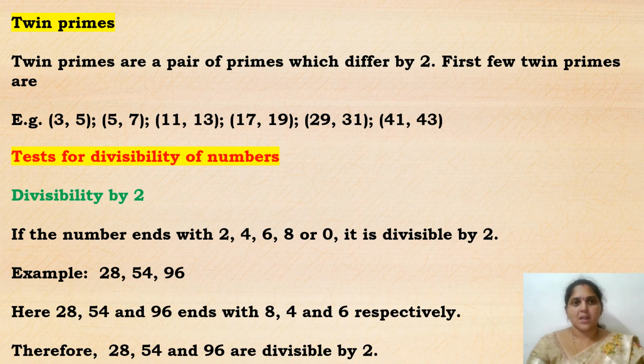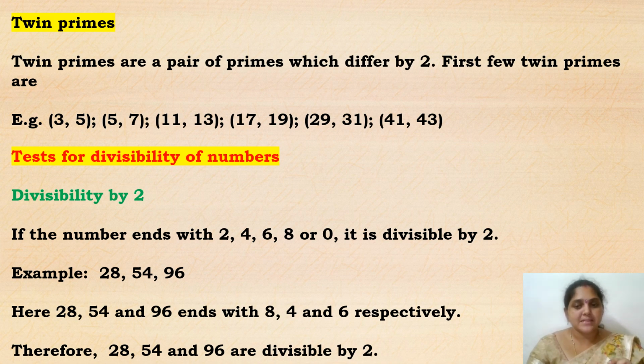What are twin primes? Twin primes are a pair of primes which differ by 2. The first few twin primes are here. Twin primes means what? When we take two prime numbers, the difference between them should be 2. What are prime numbers? Prime numbers are numbers which have only two factors, 1 and the number itself. So if I take two such prime numbers and the difference between them is 2, then those two prime numbers are known as twin primes.